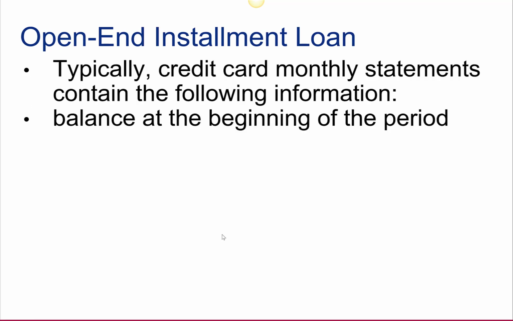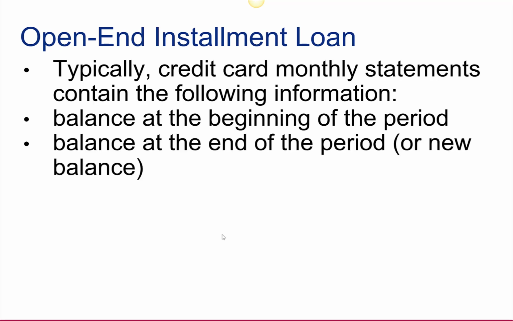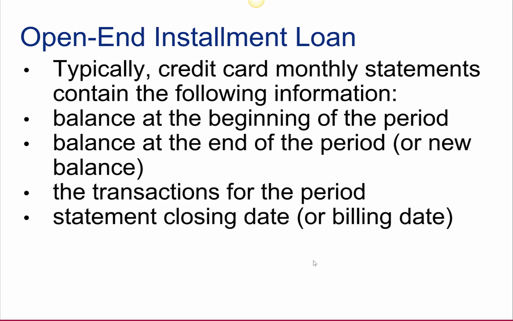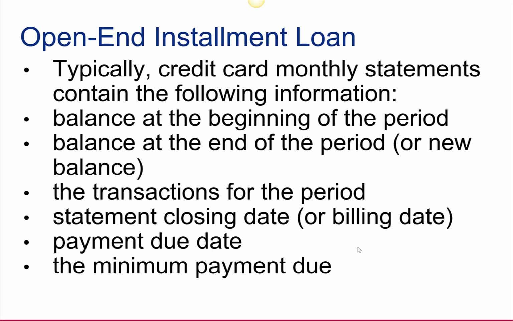Typically, the credit card monthly statement contains the following information: the balance at the beginning of the period, at the end of the period or the new balance, the transactions for the period, the statement closing date or the billing date, and then the payment due date, and the minimum amount that you must pay.